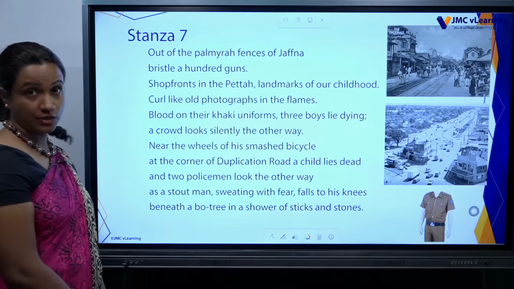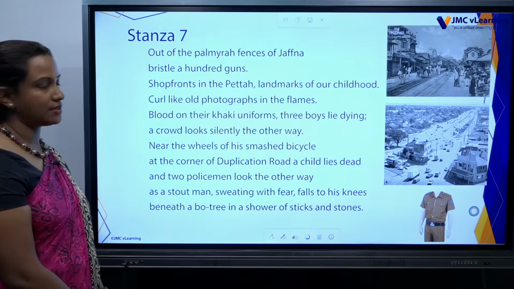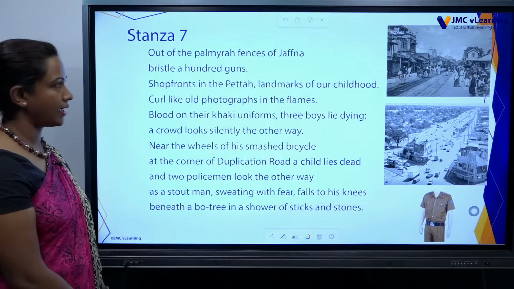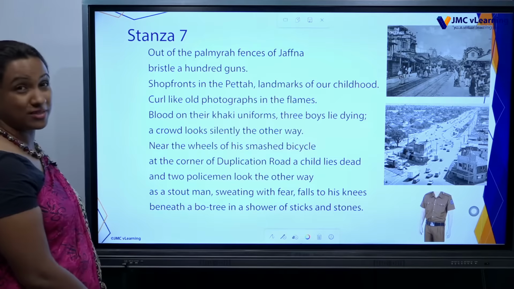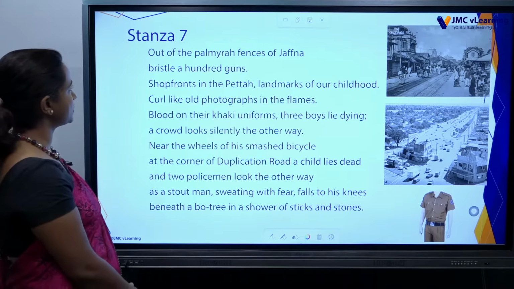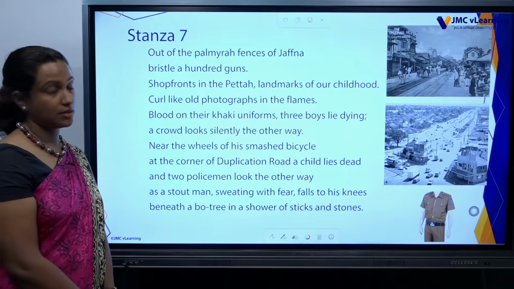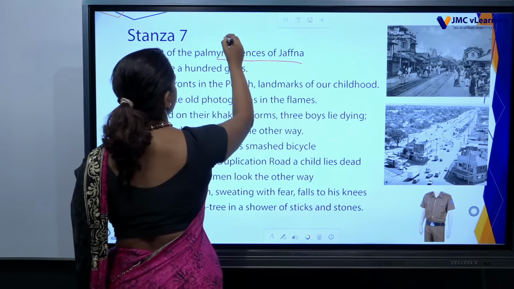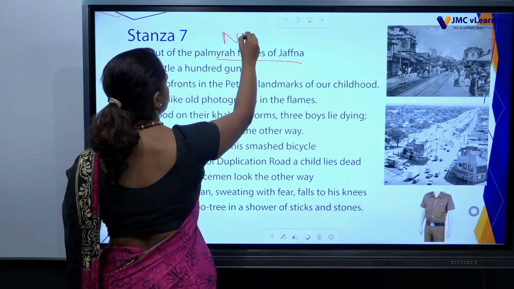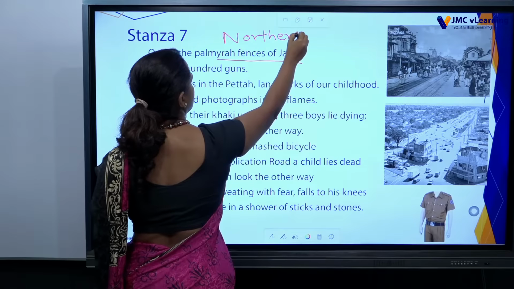This is actually continuing stanza 7. So we'll look at the meanings of each word and the whole poem. There are some more lines coming for stanza 7. So first we'll see the first few lines here. Out of the Palmyra fences of Jaffna. They are talking about the northern part of Sri Lanka.